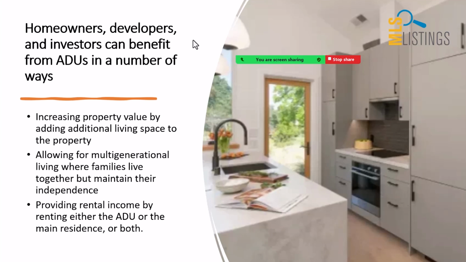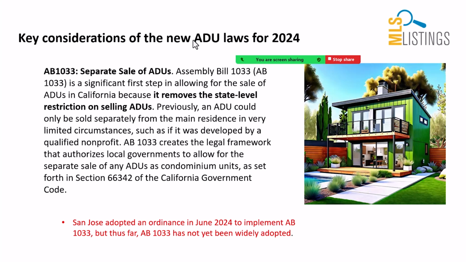And this is now even greater with some of these new laws that have come into place in 2024. Number one being AB 1033, right? Separate sale of ADUs. Essentially it's removing that state-level restriction on selling ADUs. This all started a couple of years back with, I think, SB 9, and not to throw out too many rules and regulations, but this is a big deal because it will allow for the selling of an ADU. It's kind of like treating it as a condominium, a condo, and selling it. So you could sell it separate from the main residence. And that's where we're going right now with some of these laws.